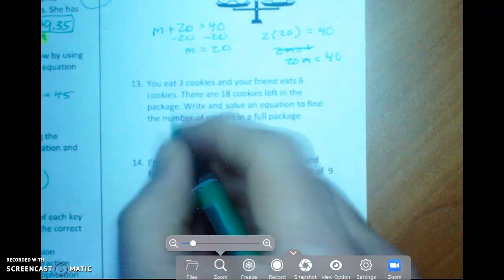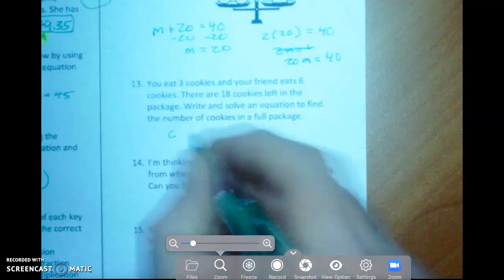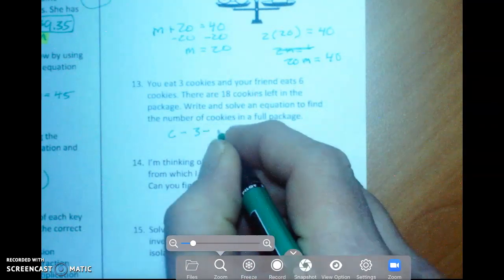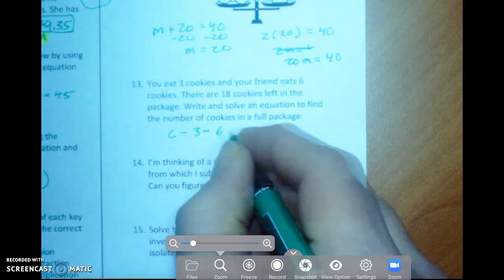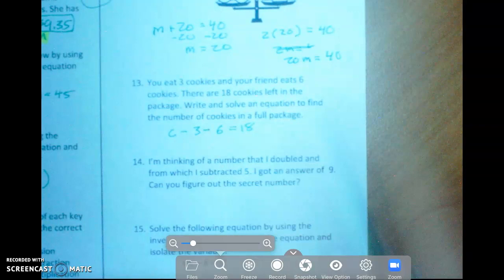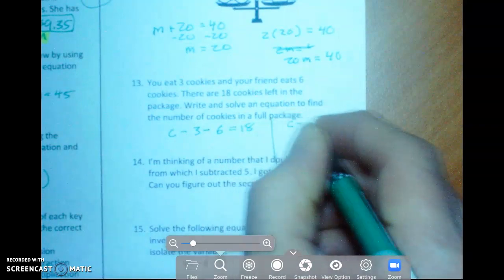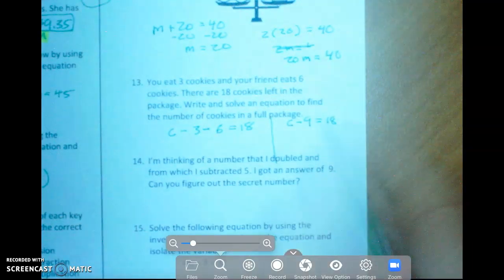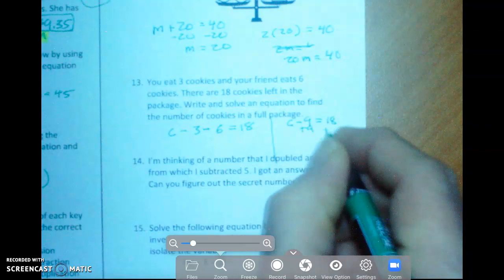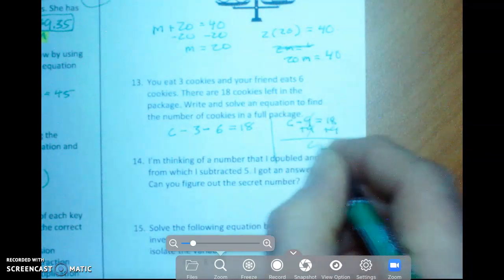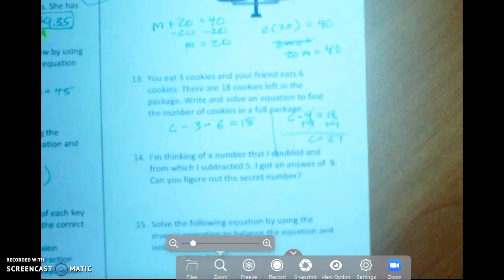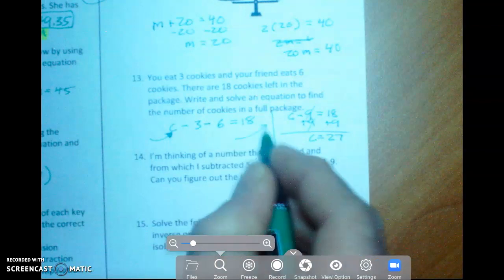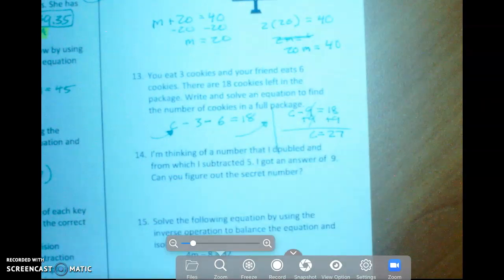We can think about this as saying, here's a bunch of cookies, and then you eat 3 and your friend eats 6, and there are 18 left, which we can really write as some cookies minus 9 equals 18. And now we have a one-step equation here where we're just going to add 9 to this side, add 9 to this side. These guys cross off, and you've got the cookies is equal to 27. So there we wrote and solved an equation on that. You don't have to do this step. You can go right to this one. You can just add the 3 that you ate and the 6 that your friend ate together too.